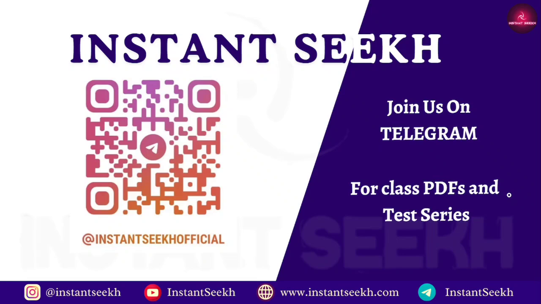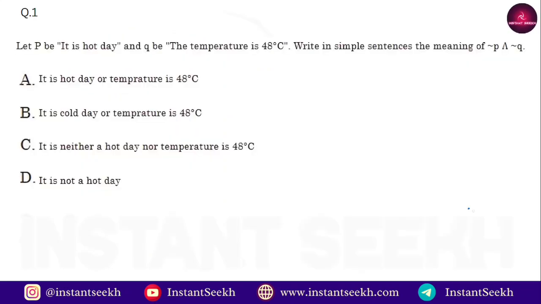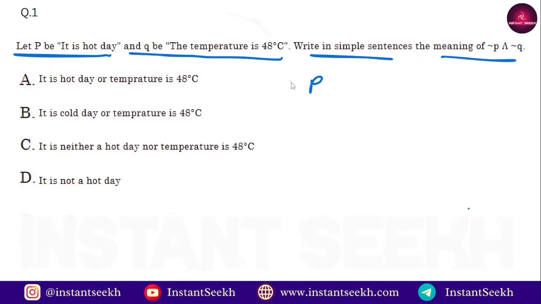Okay, so let's start with our question number 1. Okay, let's start with our very first question. Question number 1. Let P be, it is a hot day, and Q be, the temperature is 48 degree. Write in simple sentence the meaning of negation of P and negation of Q. Very simple question. Okay, so what is P given here? P is, it is a hot day. What will be the negation of P? Negation of P will be, it is not a hot day.